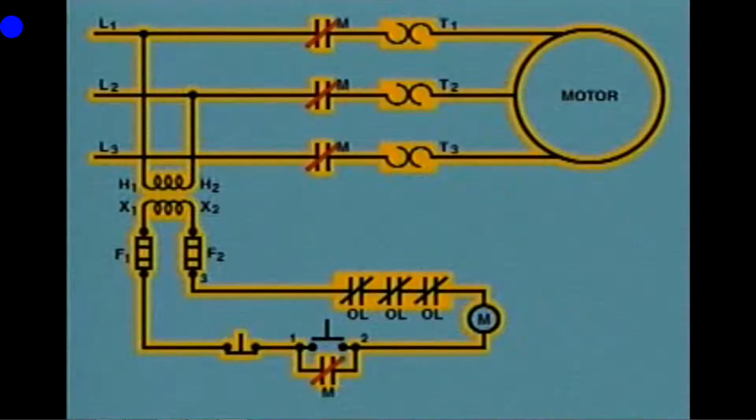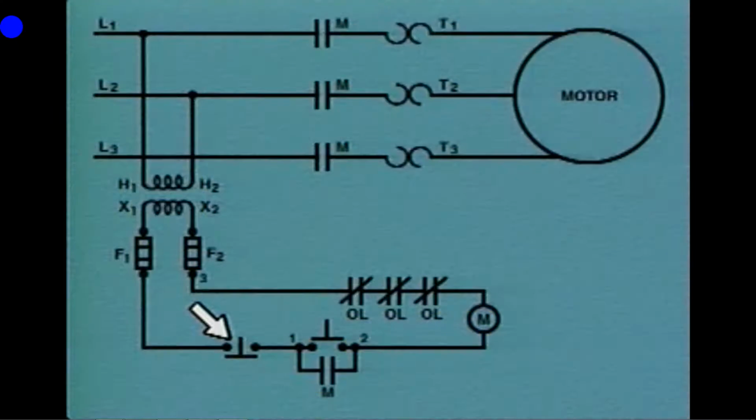In order to stop the motor during normal operation, the stop button is pushed. Pushing the stop button opens the control circuit, which stops current flow to the M coil. The de-energized M coil opens the M contacts, interrupting the path for current flow to the motor, and the motor stops.